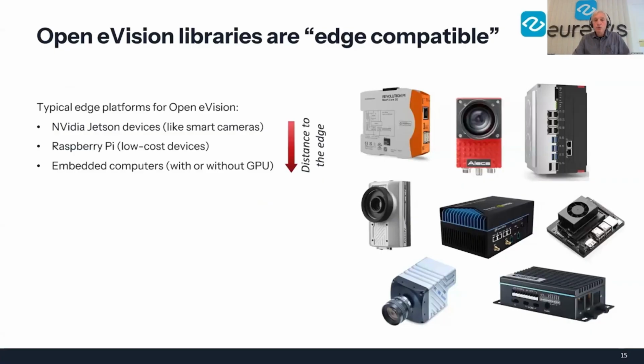So typically, you can use Open eVision on a very broad range of devices, ranging from everything based on NVIDIA Jetson devices. We have a lot of different cameras running on that kind of module. I see here a Basler camera, for example. You can also run Open eVision on low-cost devices like the Raspberry Pi. Could be interesting to make a fairly cost-effective solution. And of course, Open eVision is running fine on our embedded industrial computer with a GPU.